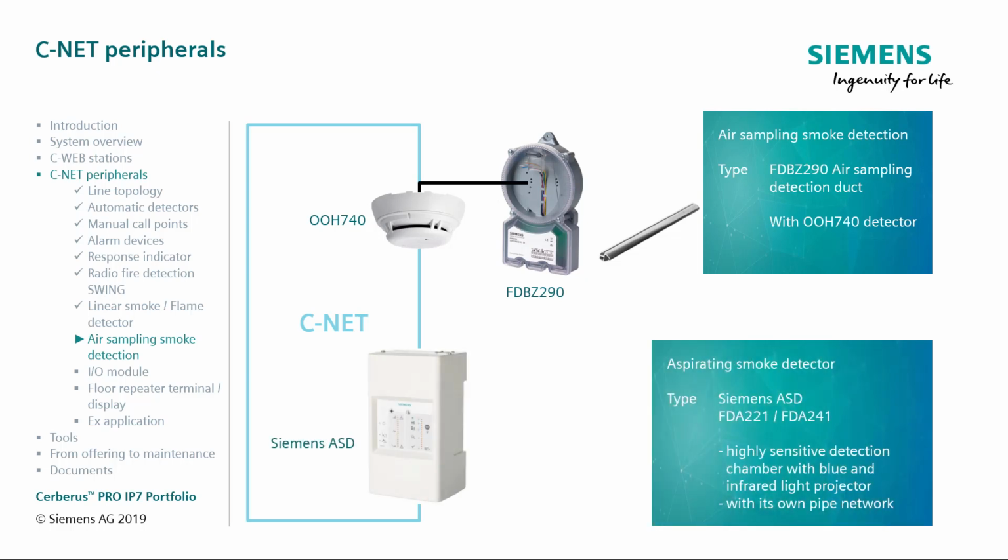The aspirating smoke detector has its own suction system and pipe network. The Siemens ASD, designed for highly sensitive applications, is used in places such as warehouses, data centers, and clean rooms, where even the smallest amount of smoke needs to be detected as quickly as possible.